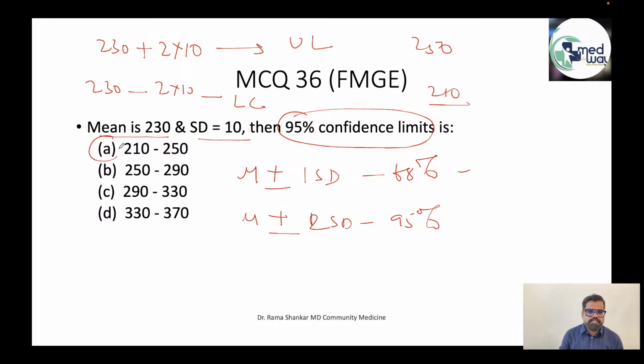So my answer is A. The lower limit is 210, the upper limit is 250. Okay.